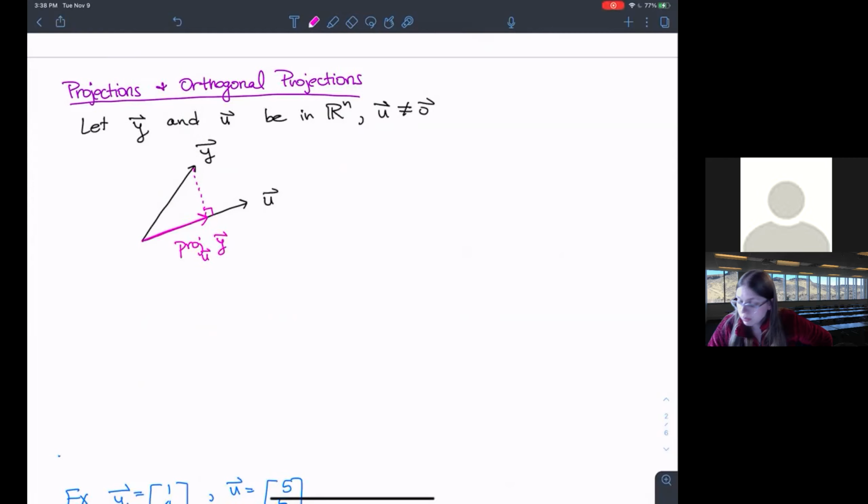So u is a subscript. And when I'm just working with a single projection, a shorthand we often use is y hat.